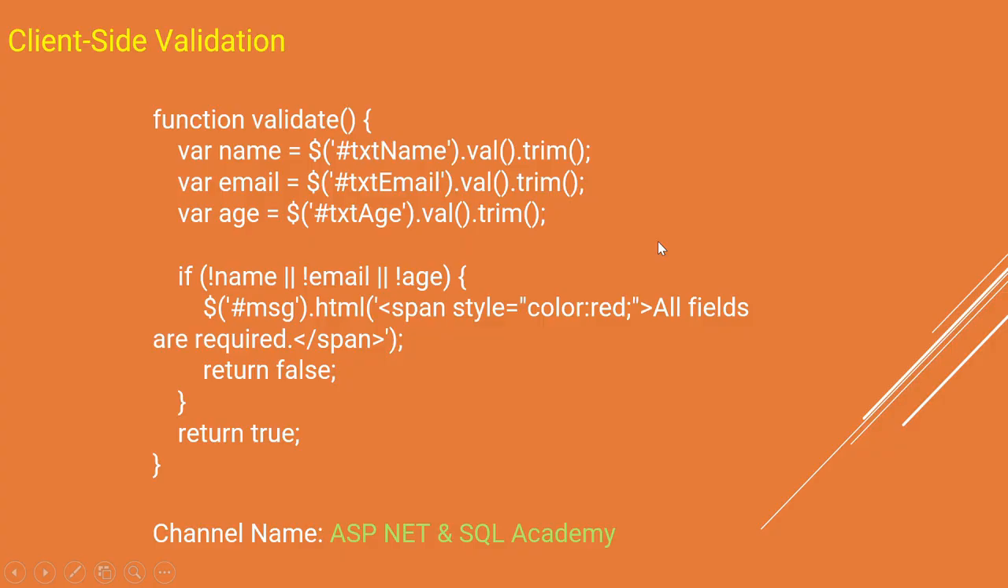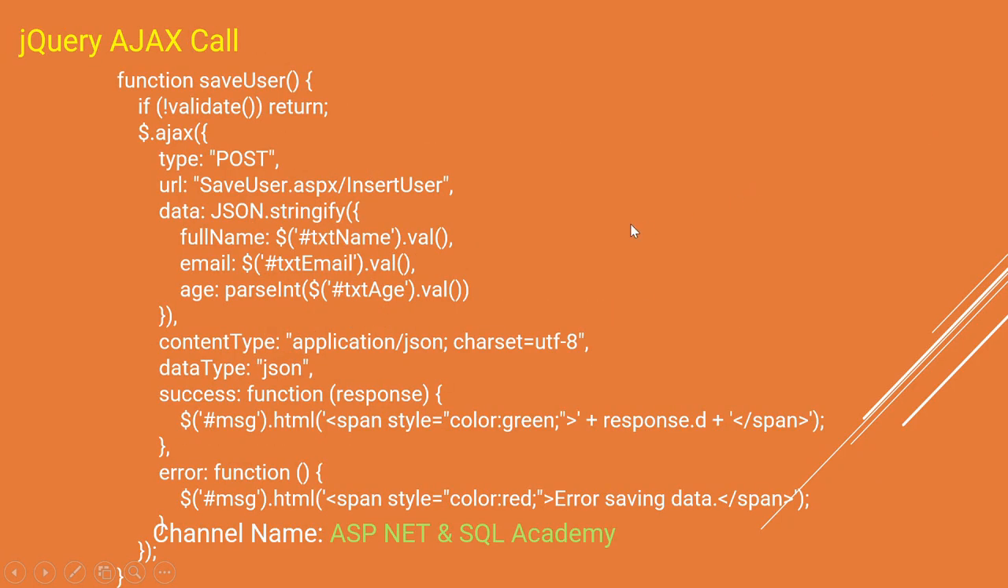Before we make the AJAX call, validate that all fields are filled. This avoids unnecessary server requests. This AJAX call sends the form data as JSON to the web method named insertUser. It shows success or error messages based on the response.